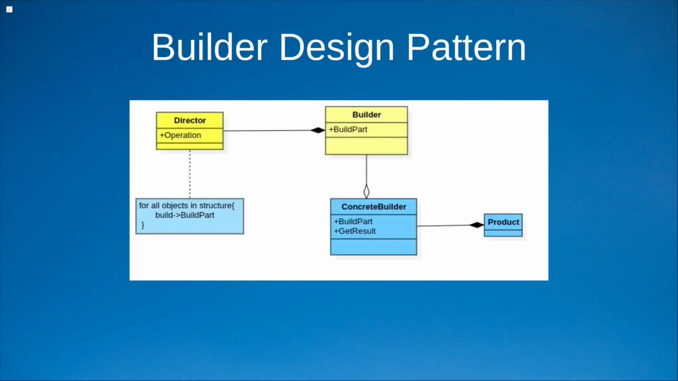Collaborations. The client creates the director and configures it with the desired Builder object. Director notifies the builder whenever a part of the product should be built. The client retrieves the product from the builder.